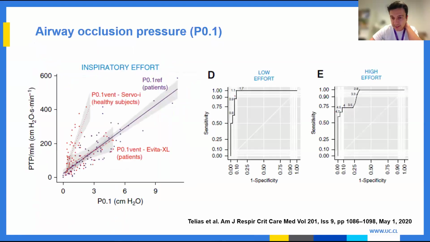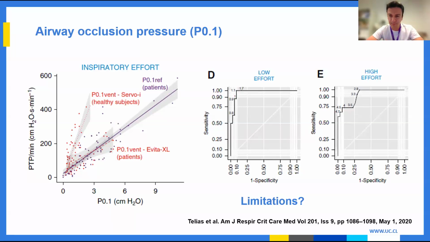There is a nice recent study from a few years ago trying to validate the P0.1 against different gold standard breathing effort measurements. In this case, the PTP or pressure time product, using different cohorts of healthy subjects and patients, and they found really good correlations, a really good area under the curve, to predict low or high effort. There are some limitations with this.